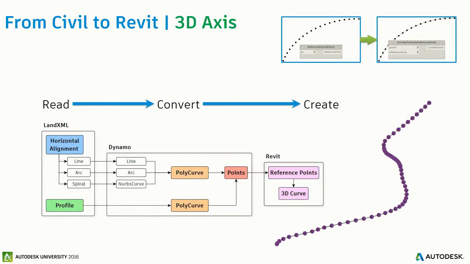So the first step is to create the 3D axis. So here is the process. So I read the LandXML, I've got the horizontal alignment, line, arc, spiral. I convert them into Dynamo elements. So I've got a polycurve. So I've got the X, Y coordinate of each point. I do the same for the profile. So I've got the Z coordinate at each chainage. So then I can create some points in Dynamo and then create the reference points and the 3D curve. So I will create all these things directly into Revit.